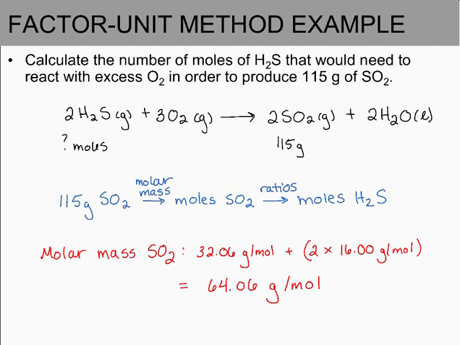And then the other component we need is the ratio between SO2 and H2S. So looking at our equation up above, we have 2 H2S for every 2 SO2. So there's a ratio of 2 to 2, which is really just 1 to 1, between H2S and SO2. So that's what we'll use for the second calculation. Okay, so let's put this all together.